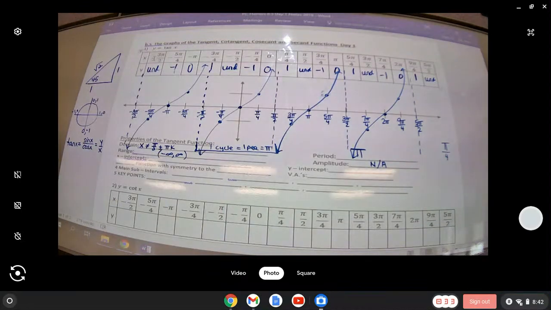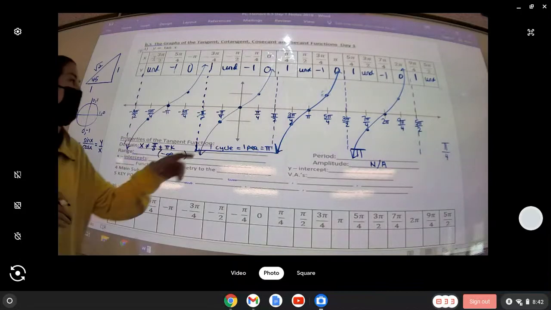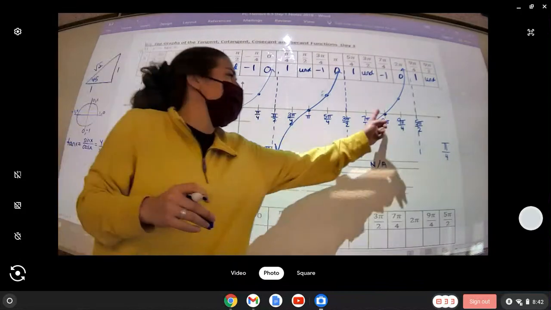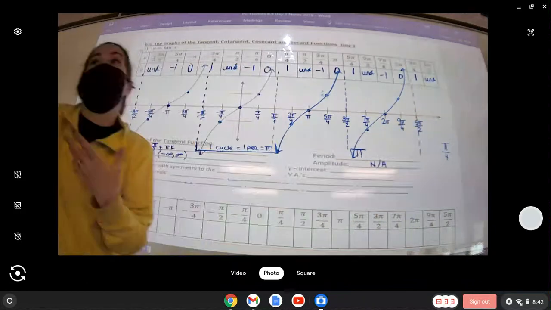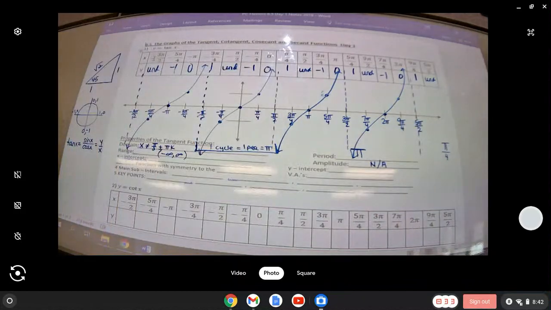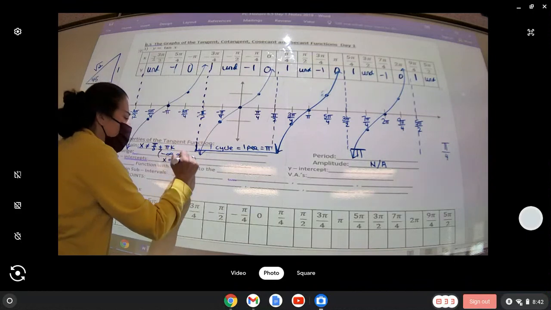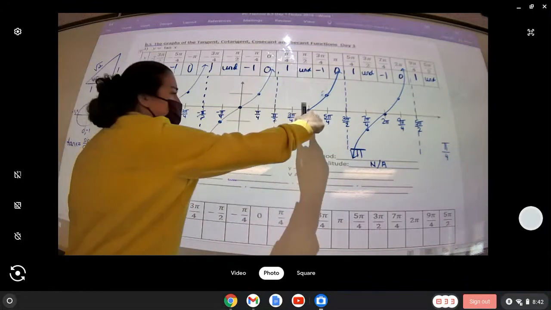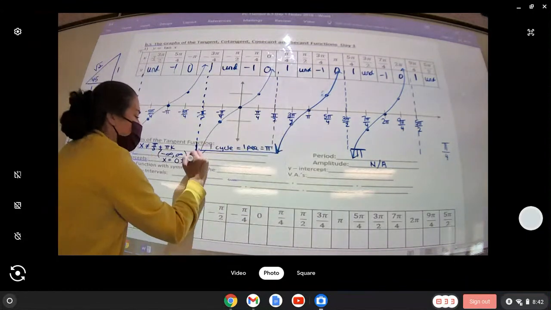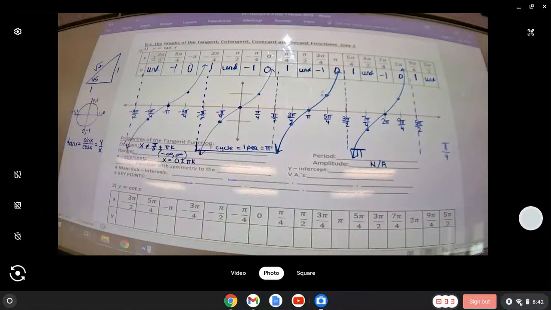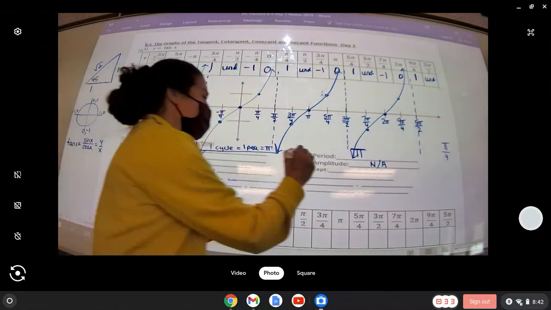All right, the x-intercepts. Guys, it has an x-intercept at 0, at pi, at 2 pi. The next one will be at 3 pi, because it's just going to repeat over and over again. So we could say integer multiples of pi create an x-intercept, right? So we'll just say x equals 0 plus or minus pi times k revolutions. 1 revolution would be 1 pi, 2 revolutions would be 2 pi, and so on. All right, the y-intercept is definitely at 0.